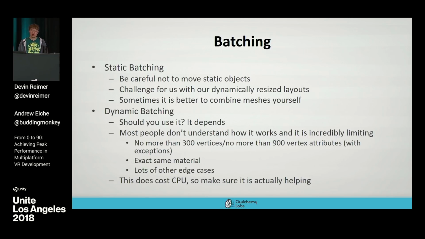For example, you should have no more than 300 verts, or no more than 900 vertex attributes, but even that has exceptions. It has to be the exact same material, and not an instance of the material that also is identical. It has to be the exact same material. And then there's just lots of other edge cases that come up with this.